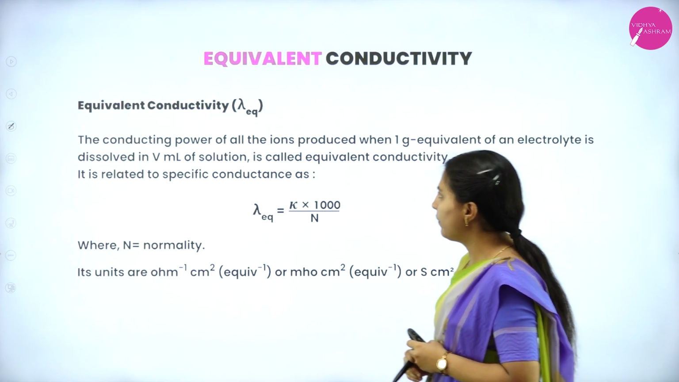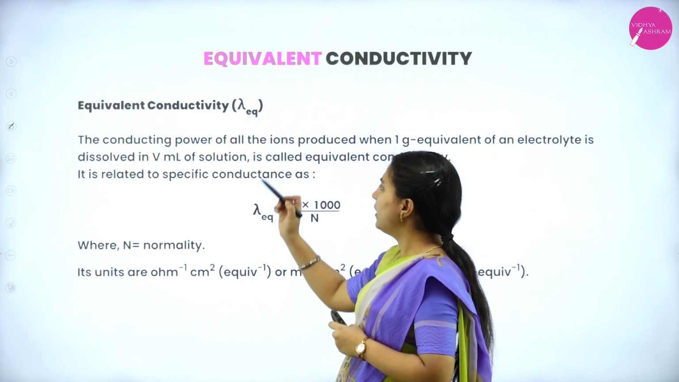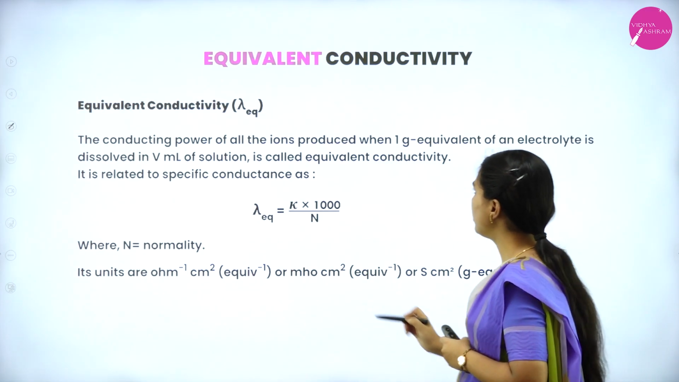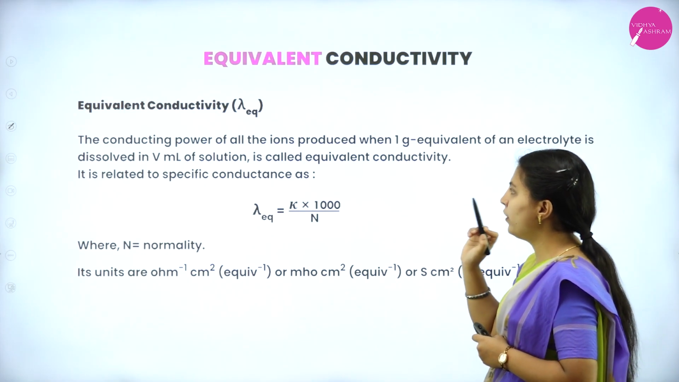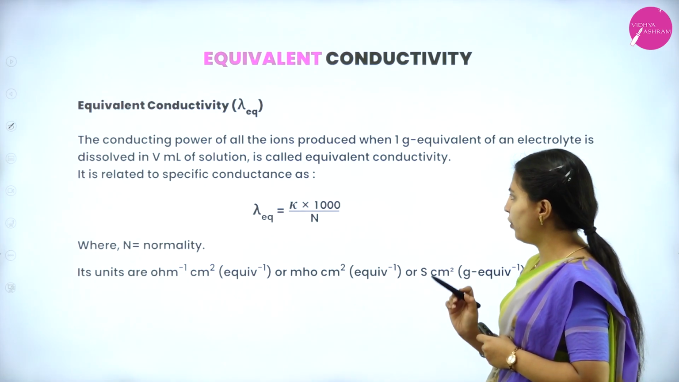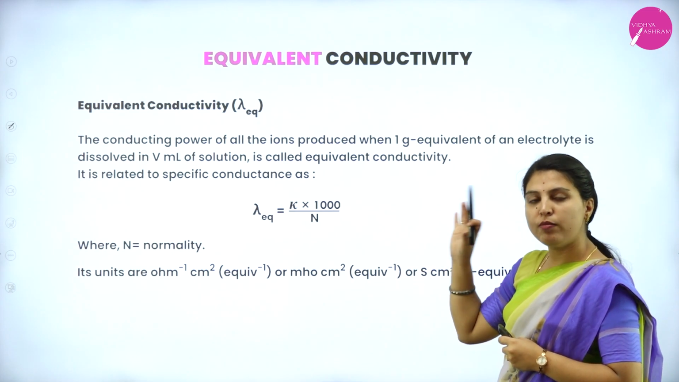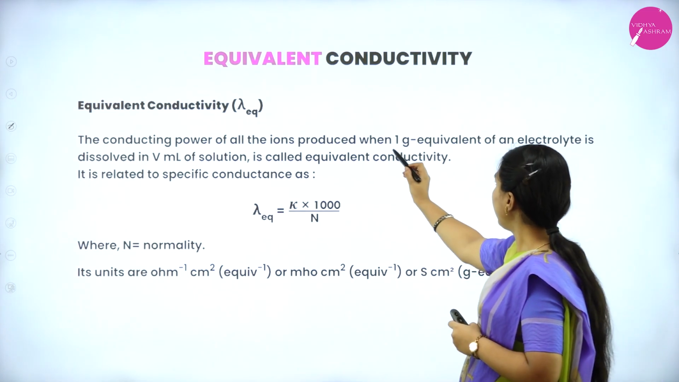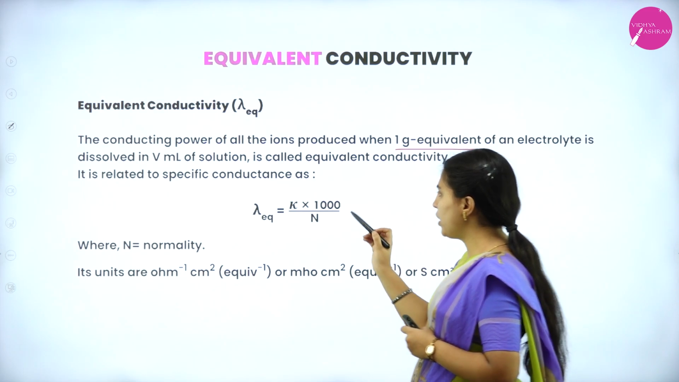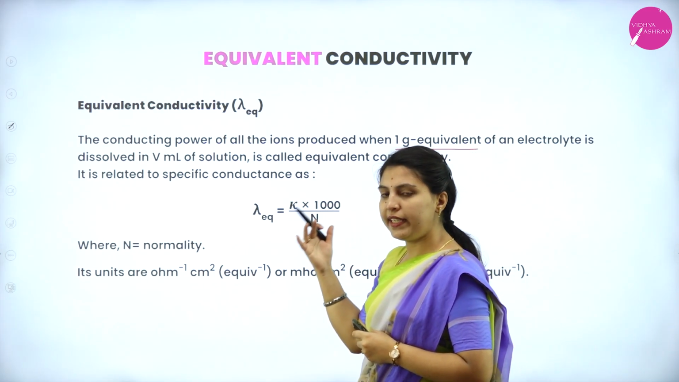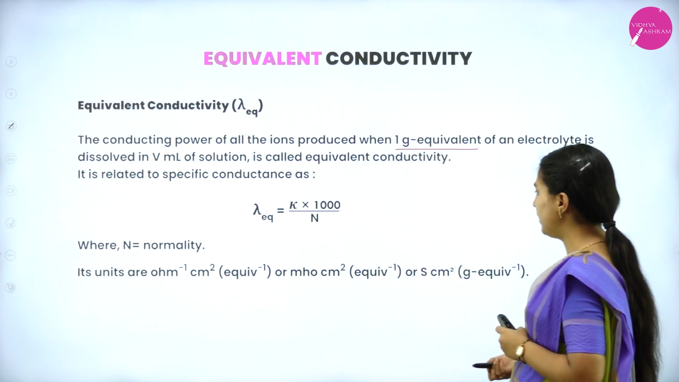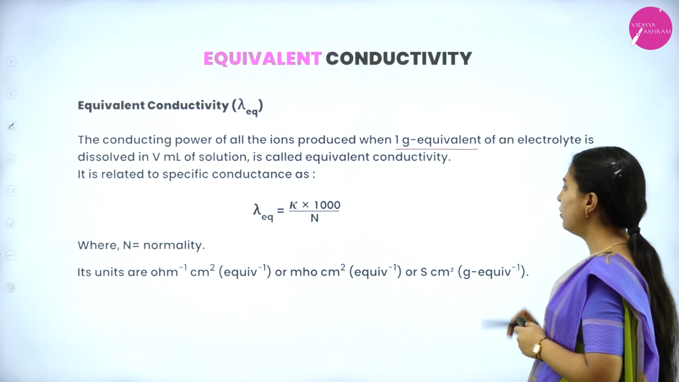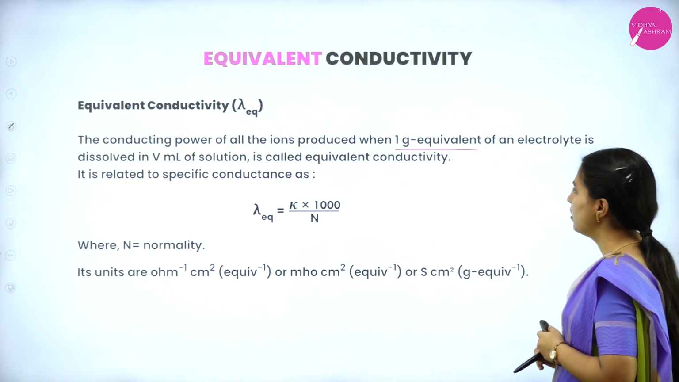Okay. Next, equivalent conductivity. It is the conducting power of all the ions produced when 1 gram equivalent of an electrolyte is dissolved in a given volume of solution. That was how much electrolyte was dissolved, 1 gram equivalent. It equals kappa into 1000 by N. That was for molarity, and this is about normality. The unit is ohm inverse centimeter square, or mho centimeter square.